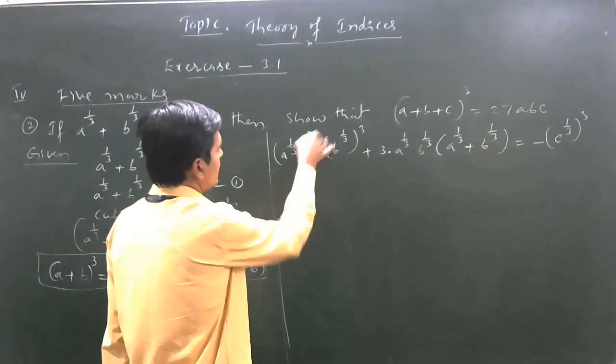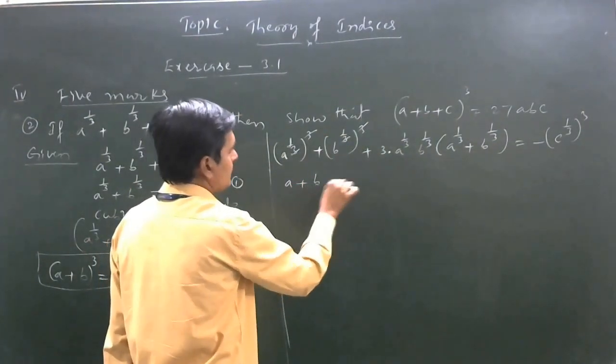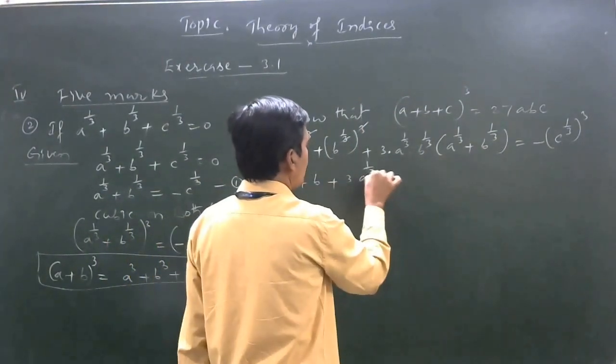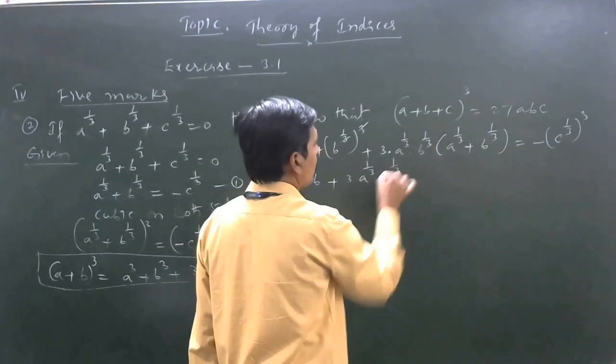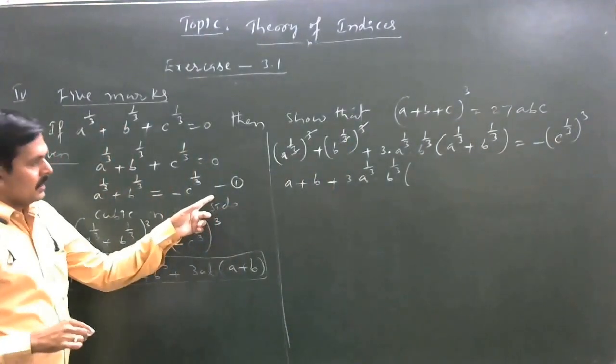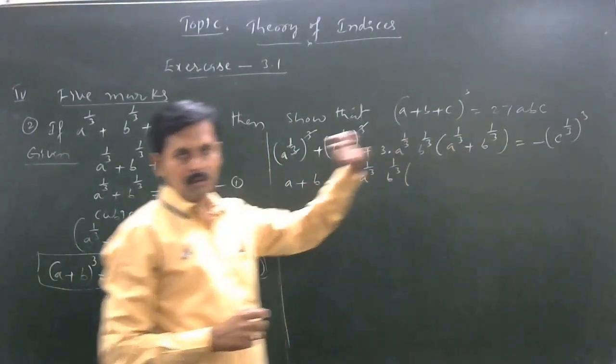Next, here the 3's get cancelled. Here also the 3's get cancelled. We get a plus b plus 3 into a power 1 by 3 into b power 1 by 3. Here, from equation 1, replace a power 1 by 3 plus b power 1 by 3.